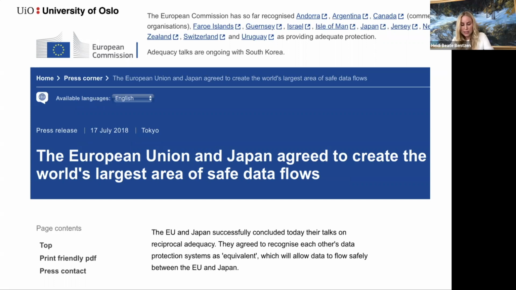Other countries that similarly to Japan have a decision in place from the European Commission that they offer an adequate level of protection so that data can flow freely between the EU and those countries include, as you see on the top of this slide, Andorra, Argentina, commercial organizations in Canada, Faroe Islands, Guernsey, Israel, Isle of Man, Japan, New Zealand, Switzerland, Uruguay, and there are also adequacy talks ongoing with South Korea.